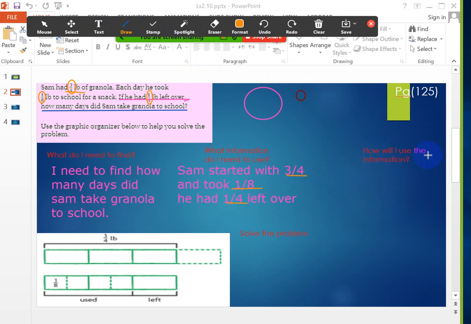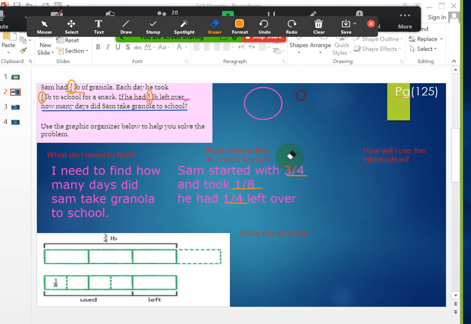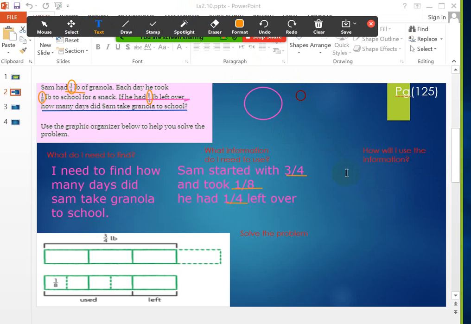How will we use the information? Of course, to solve any problem, I will use a model. I will draw a model, a bar model or fraction strip, to find how much granola. Okay, girls, I will write only the missing sentence. So in your book, I will draw a bar model to find how much.